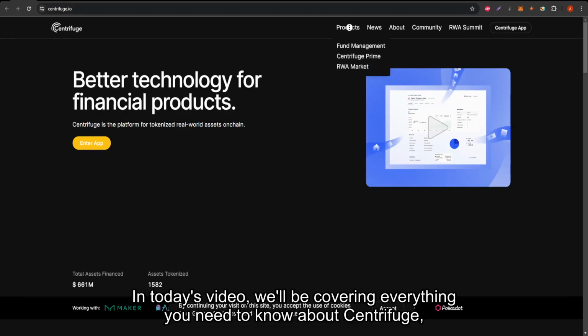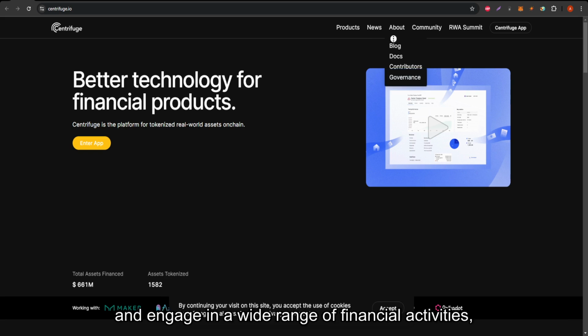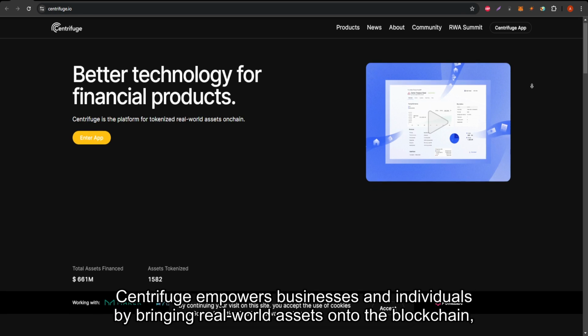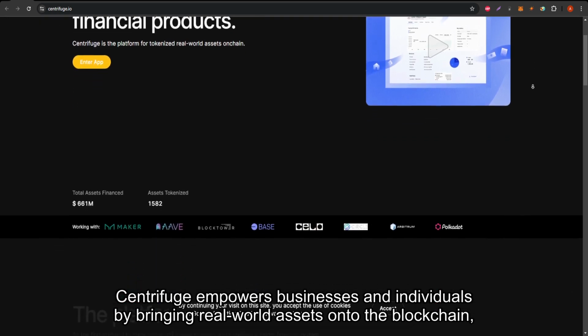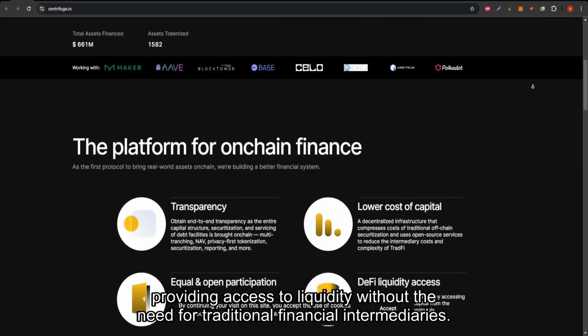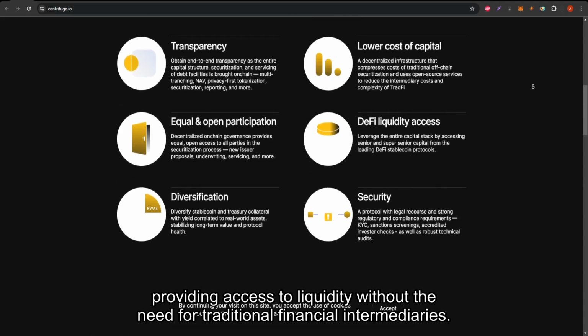In today's video, we'll be covering everything you need to know about Centrifuge, a decentralized finance platform that enables users to tokenize real-world assets and engage in a wide range of financial activities, such as lending and borrowing, all within the blockchain ecosystem. Centrifuge empowers businesses and individuals by bringing real-world assets onto the blockchain, providing access to liquidity without the need for traditional financial intermediaries.